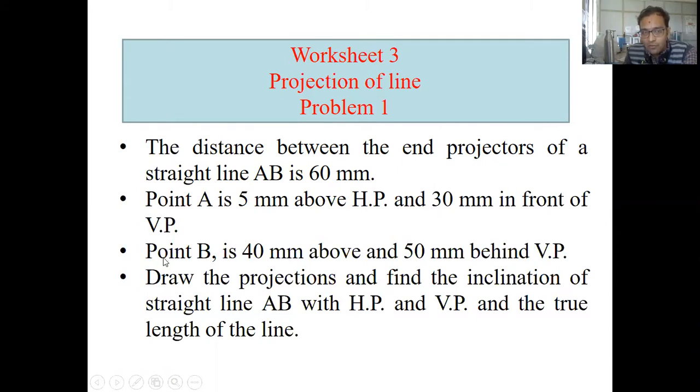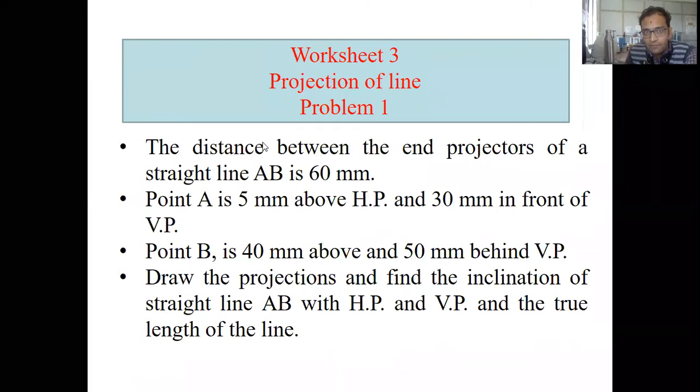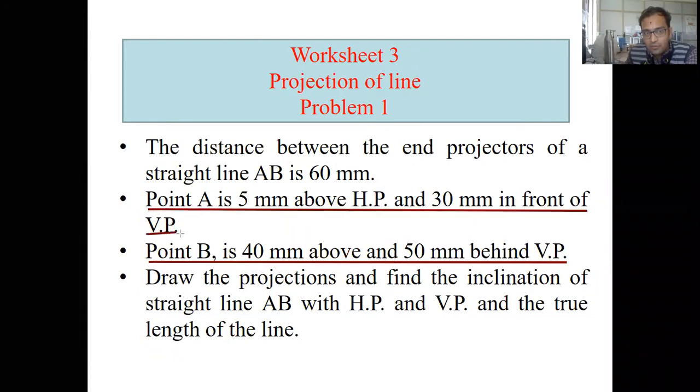And location of point B is given. Point B is 40 mm above HP and 50 mm behind VP. So let us consider those positions. We'll be able to see that point A is above HP and in front of VP, so point A is in first quadrant. And about point B, the data suggests that it is above HP and behind VP, so point B is going to be in second quadrant.